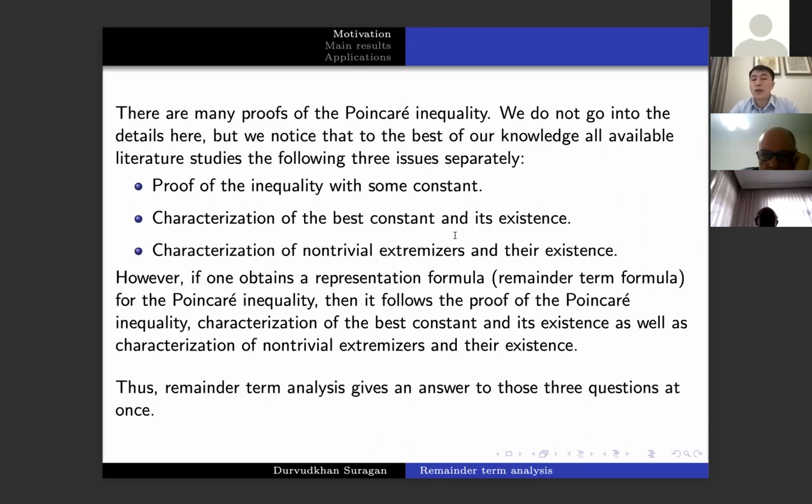However, if one obtains a remainder formula for the Poincare inequality, then it gives the proof of the Poincare inequality, the characterization of the best constant, as well as the characterization of non-trivial extremizers. So remainder term analysis gives an answer to these three questions at once. That's the main motivation why studying remainder term formulas for these types of inequalities is important.